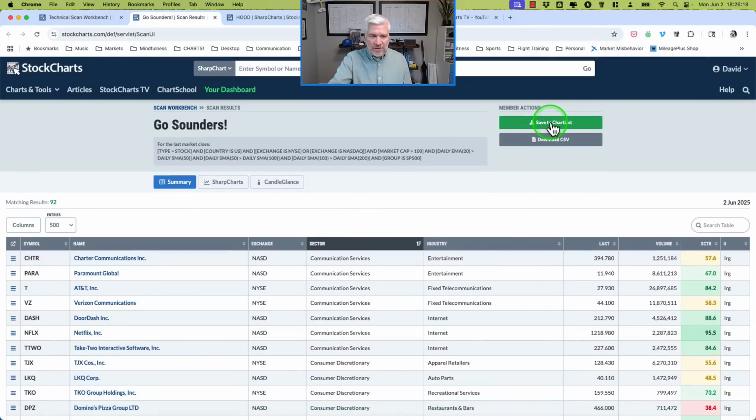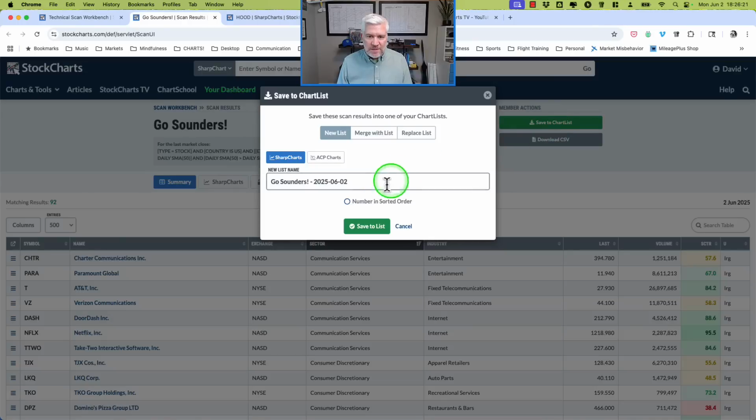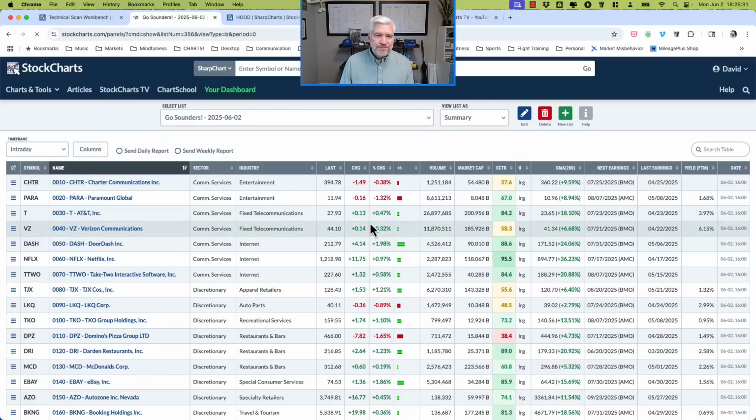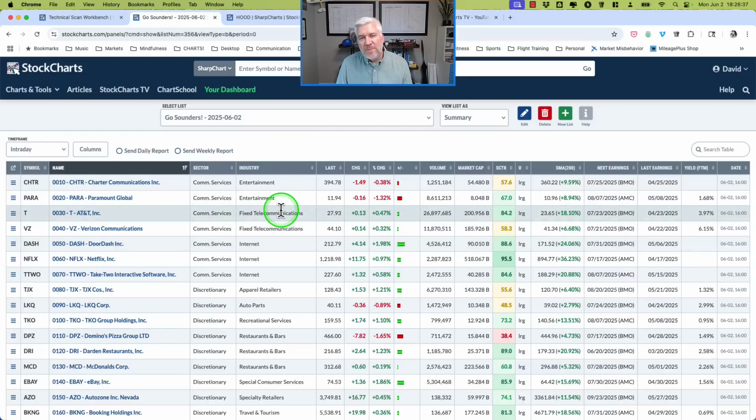Now that I have the list how I want, I'm going to save it to a chart list. You want to make sure that you click number in sorted order, which means it's going to save the results as I reordered them. And now we have a chart list with the name of my scan, the date that I ran it, and they're in the order that I created, grouped by sector and then by industry.